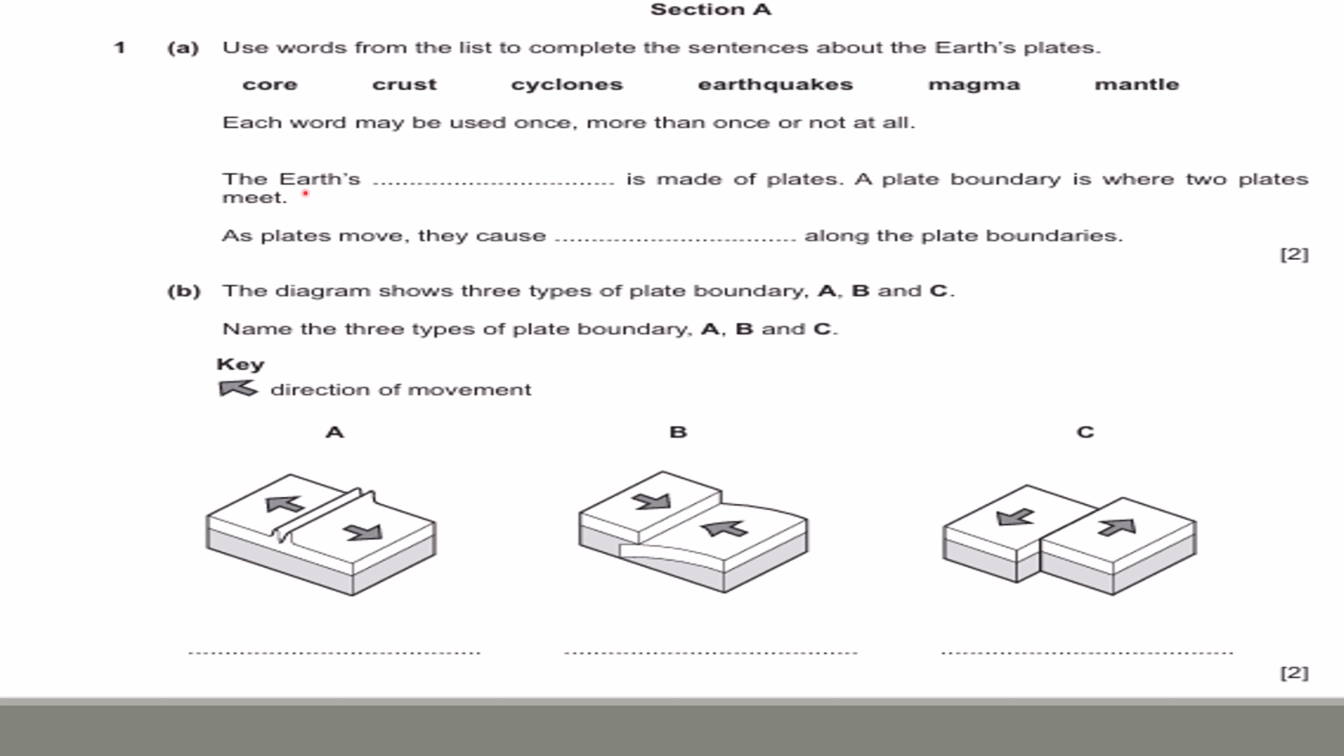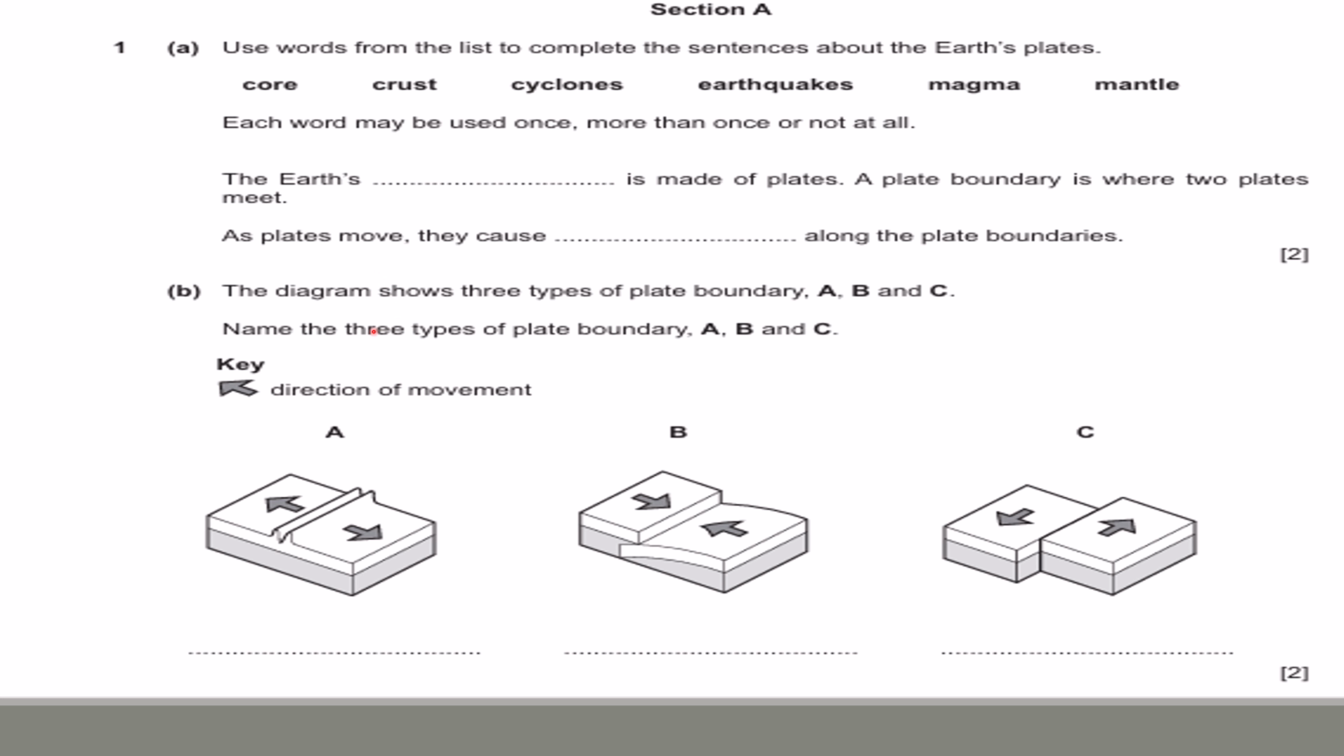The first question, part (a), says: use words from the list to complete the sentences about the Earth's plates. The given words are core, crust, cyclones, earthquake, magma, mantle. Each word may be used once, more than once, or not at all. This means you should read the sentence carefully and choose the most suitable scientific term. Do not guess randomly.